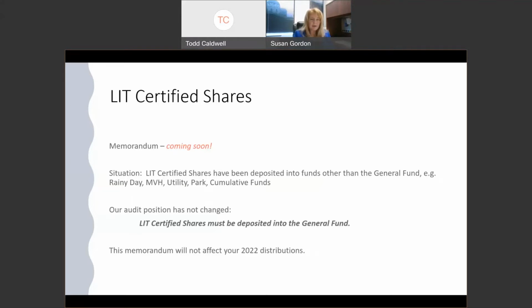But I also want you to know that this memorandum is not going to affect anything in 2022. So if you're a city or a town who has put LIT certified shares directly into a fund other than the general fund, it's not going to affect anything for 2022. We're not going to take audit exception to that. But in 2023, we're going to expect that that will be cleared up. So take a look for that memo, and we can discuss it further after you've had a chance to read it at our next monthly meeting. Be happy to discuss that more, or you can send us an email if you have a particular question on that.